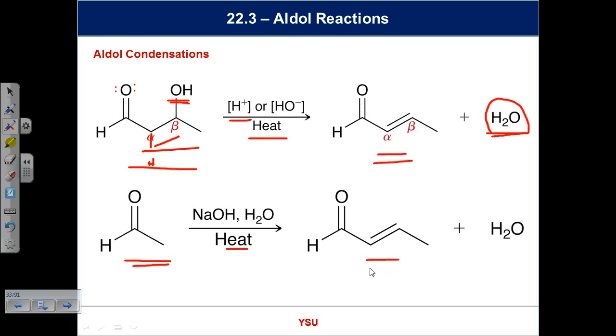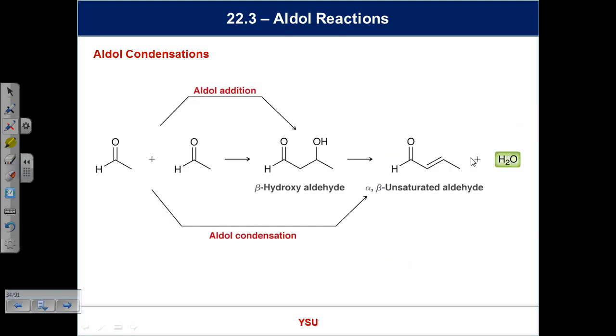So we get now these alpha, beta unsaturated systems, and this is the best way that we have of making them through the aldol reaction. But that's an awful lot happening going from here to here. There's quite a lot going on there. So now we've got to be very careful. Conditions make a difference. How you run this in the lab makes a difference.